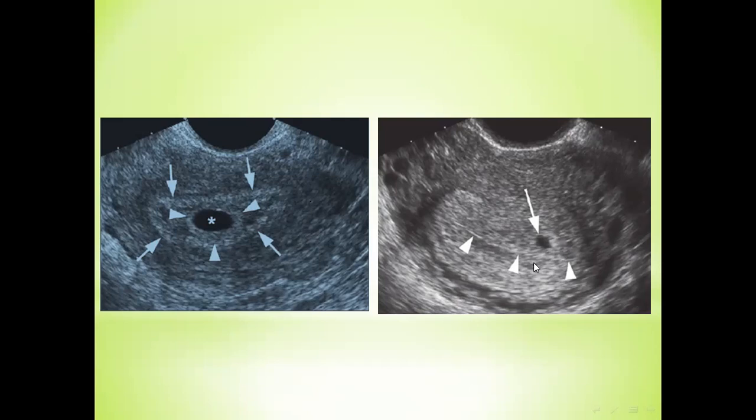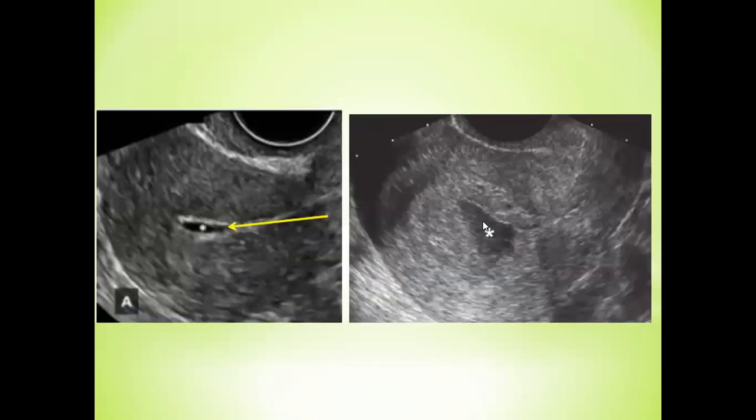Another important finding: the sac should be eccentric, not in the midline, not between the anterior and posterior endometrial lines. This is the presence of the sac surrounded by an echogenic line, and the endometrial line is present here, obvious, away from the sac.